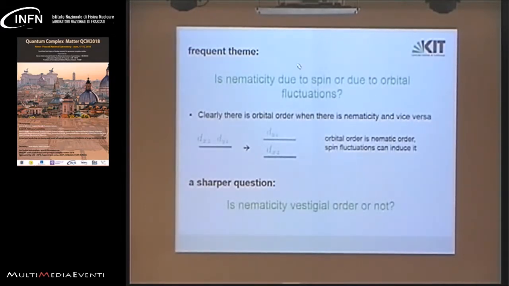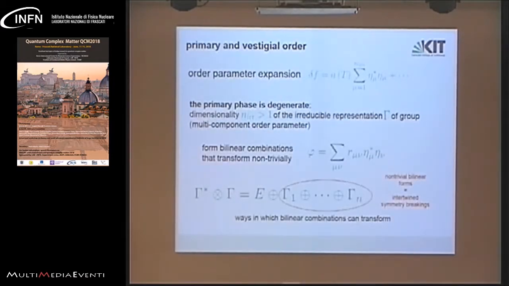go along, the question that you should be answering is basically, is nematicity vestigial? So is it a secondary object of a primary order parameter, or is it the primary order parameter itself? And then if you answer that question, you know precisely whether it's, in the first case, whether it's magnetically induced, or in the second case, whether it's orbitally induced. Now, why is this interesting?